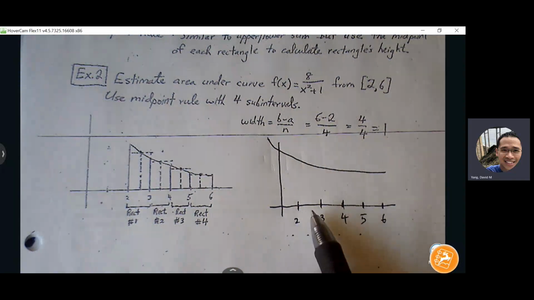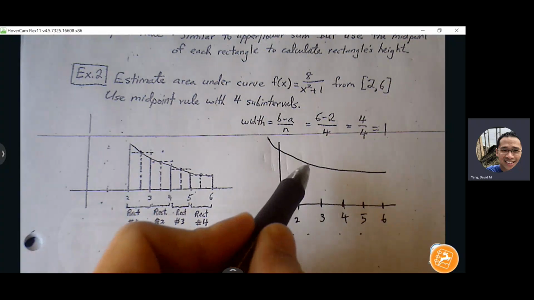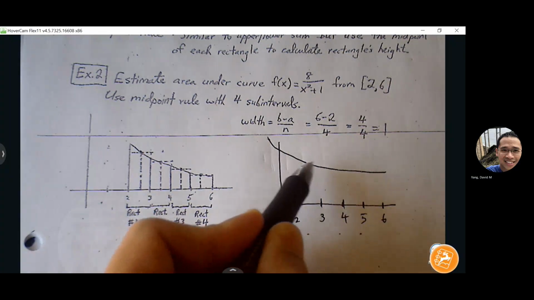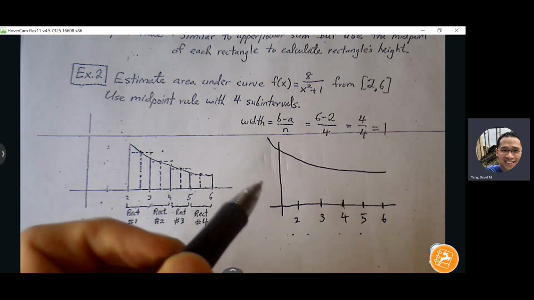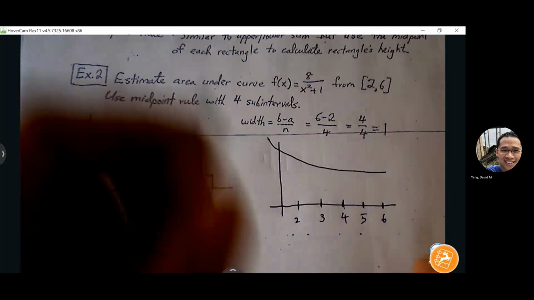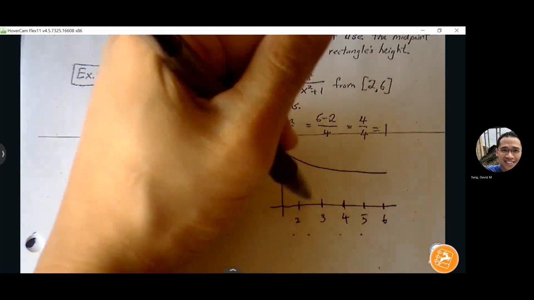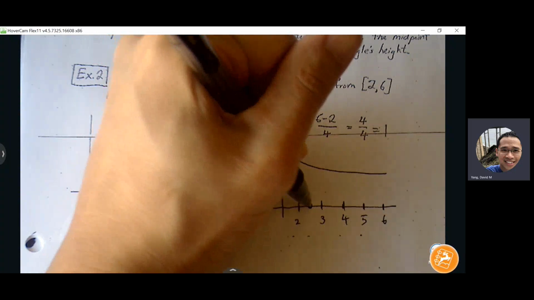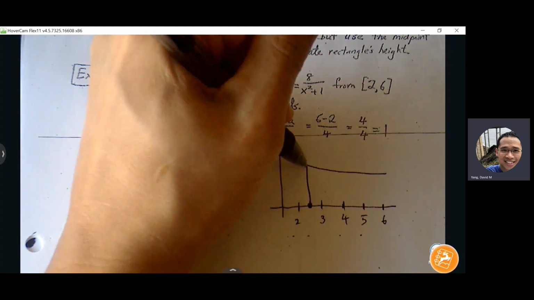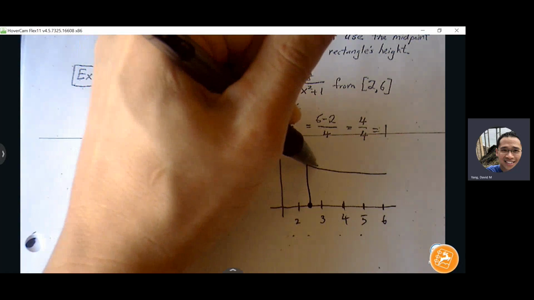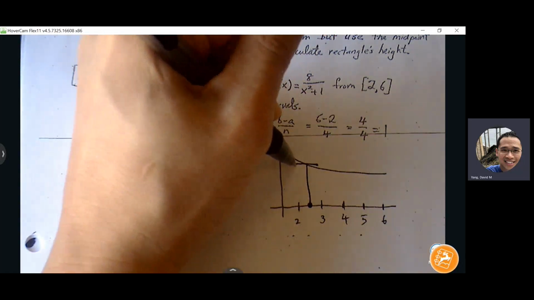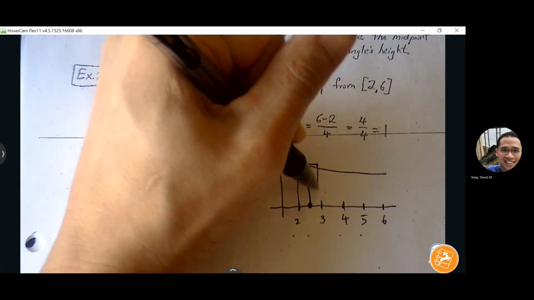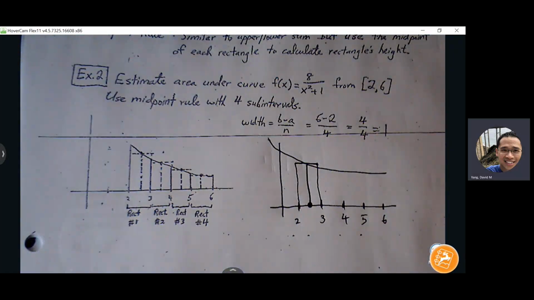So we're going to purposely choose the midpoint to extend to the curve and let that height represent the height of each subinterval. So what's the midpoint between 2 and 3? 2.5. Okay, so I'm going to take 2.5, extend 2.5 to the graph, and let that height represent the height across my first subinterval. Okay, we're going to do this for each of our subintervals.